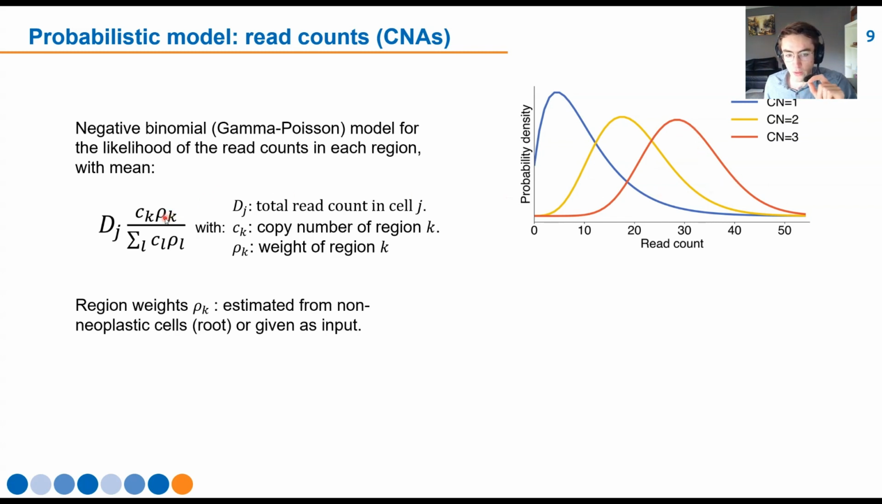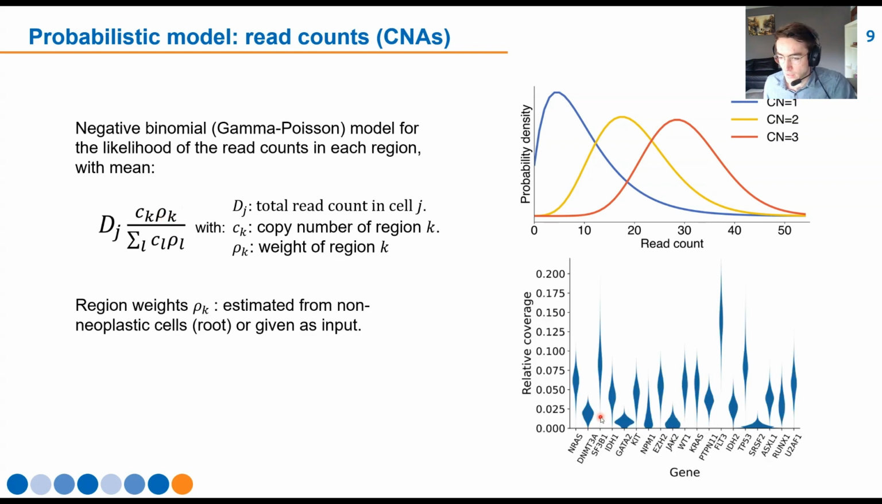So if we have a higher copy number, we would expect to find more reads covering this region. But there is one final parameter, rho k, which is a weight specific to each region. So as you can see here in real data, in targeted sequencing, each region is amplified differently, which is why we need this weight here specific to each region.